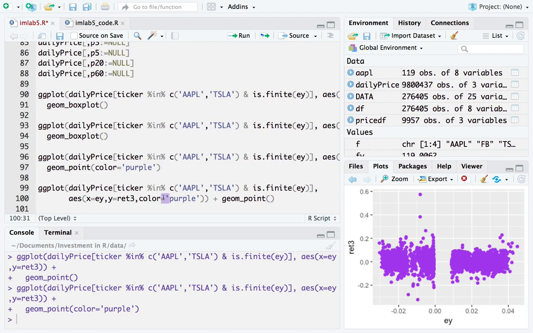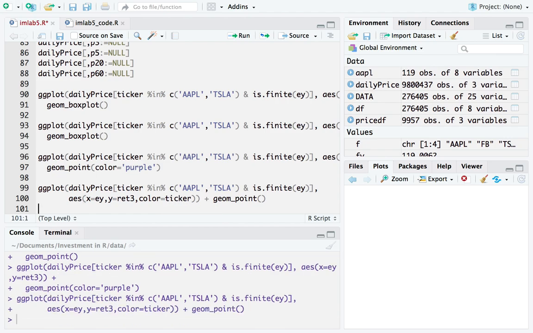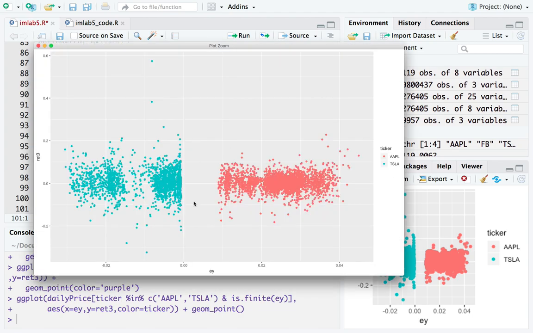Remember, aesthetics is where we define the columns we're going to use from the table to do some sort of analysis. In this case, I want color to not be based off some constant color I define, but instead I want the colors of those dots to be determined based on their ticker values. And now when I run this, boom, look what you see.